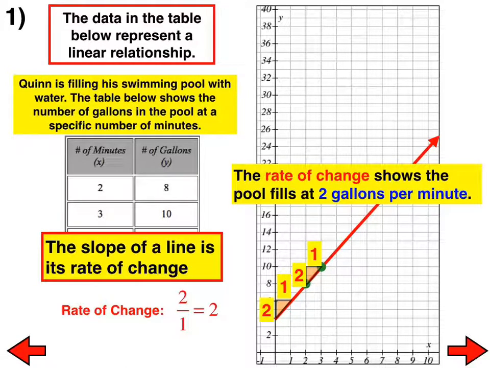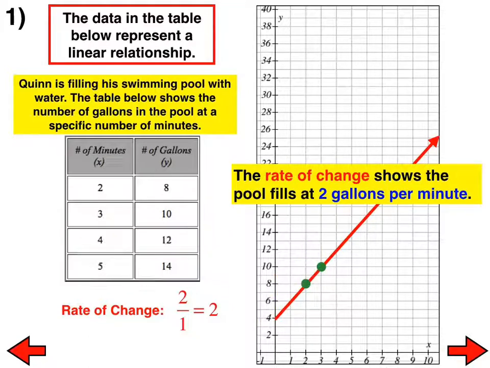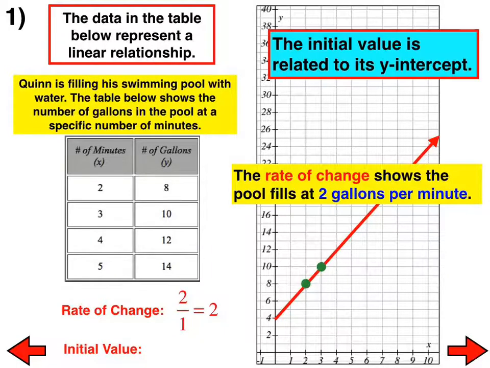Now, what that tells us is that the rate of change shows the pool fills at 2 gallons per minute. And that comes from the fact that we actually have context within this problem. So all of that is what we've talked about so far. But we have this new thing called the initial value. Now, the initial value is actually something that we already know how to do.